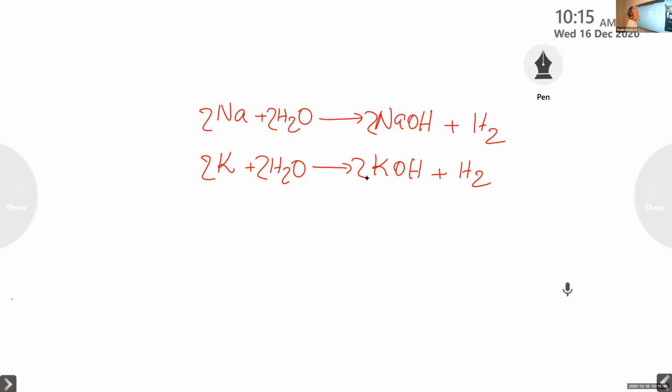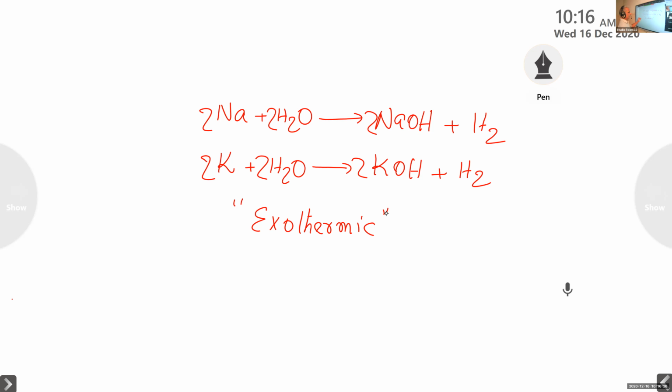with the formation of potassium hydroxide and hydrogen gas. The reaction is highly exothermic, and therefore the hydrogen liberated catches fire. It is so exothermic that hydrogen gas catches fire. Such a vigorous, violent reaction takes place when an alkali metal reacts with water.